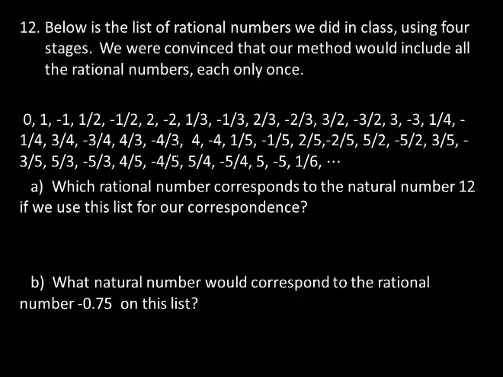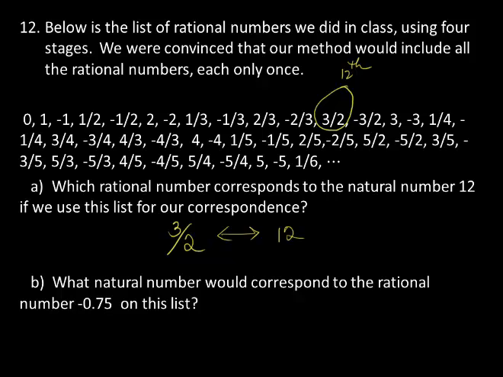A, which rational number corresponds to the natural number 12? Well, the natural number 12, its pairing will be sitting in the 12th position. So I just go over 12 numbers, and I find that 3 halves, if you count over to the 12th position, the 12th number on the list, we know that the rational number 3 halves corresponds to, you don't have to write these double arrows, the natural number 12 because it is 12th on the list.